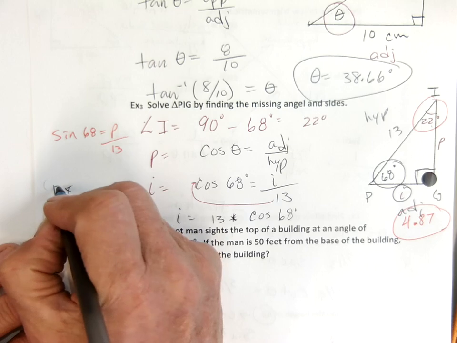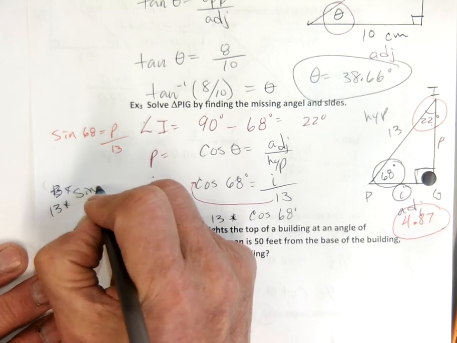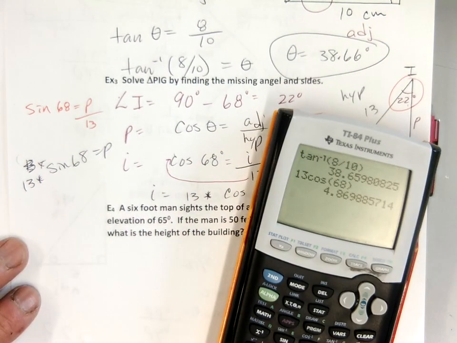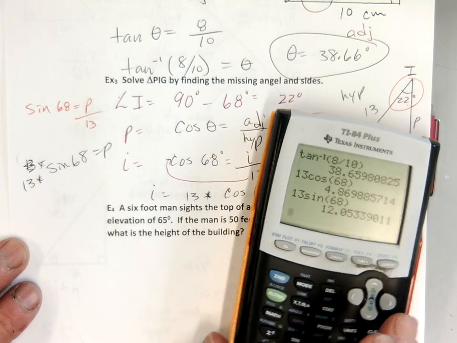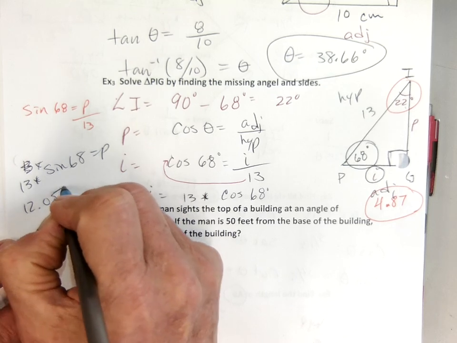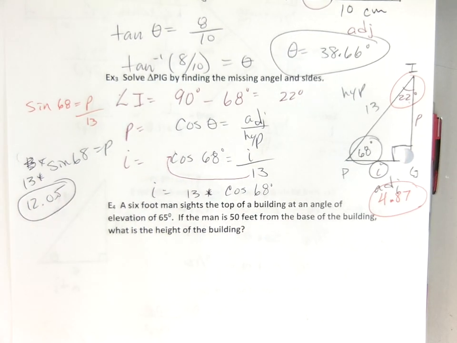13 times sine of 68 equals little p. And so 13 sine 68, I get an answer of about 12.05. Or use Pythagoras theorem to get the same answer, okay? What do you think? Pretty easy? Okay, I'll give you a second to do that. Vince, you're typing them in, right? Okay.